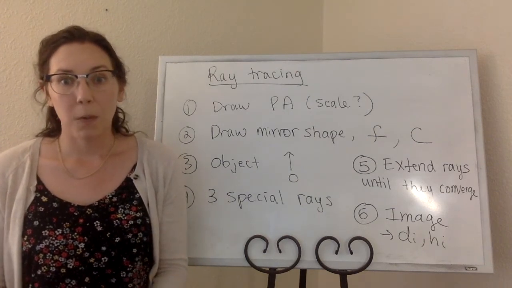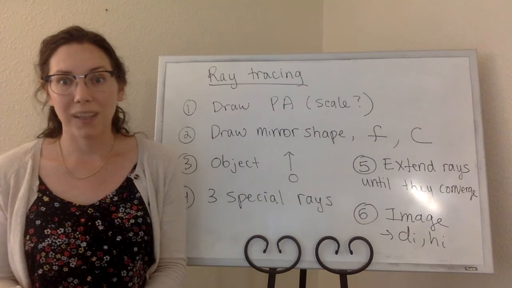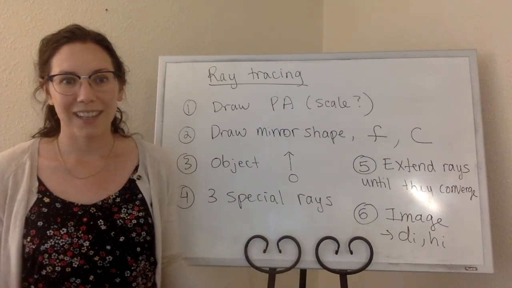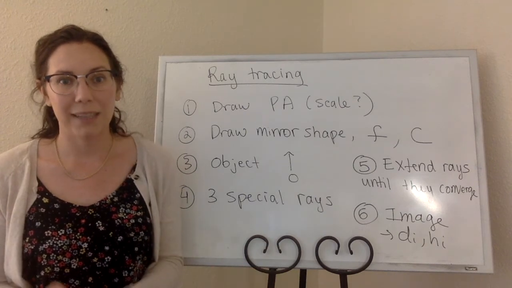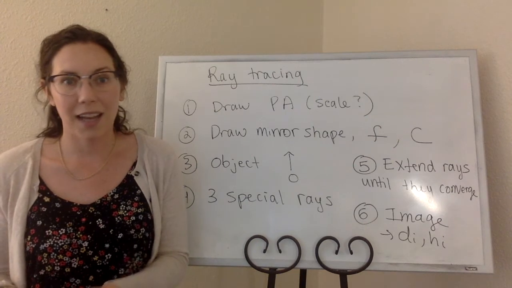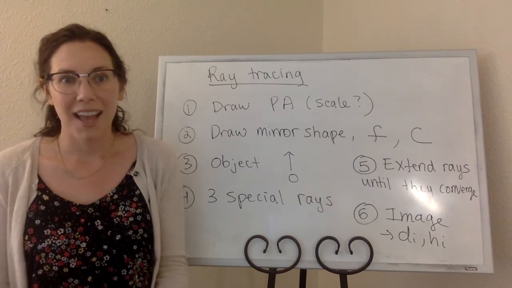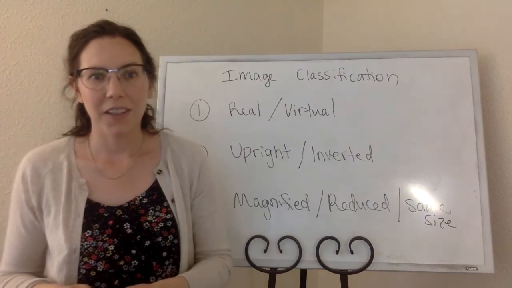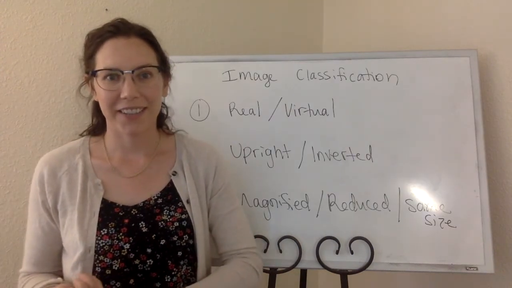And then where they cross, this is the image, and we're going to draw an arrow from the principal axis down to the image point, a straight line, and that's our image point. You can label it I. And then if needed, we can measure DI, HI, or we can calculate them, and we can state the characteristics of the image. Images are classified by 3 general characteristics.